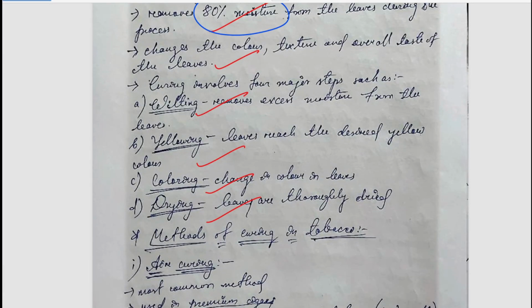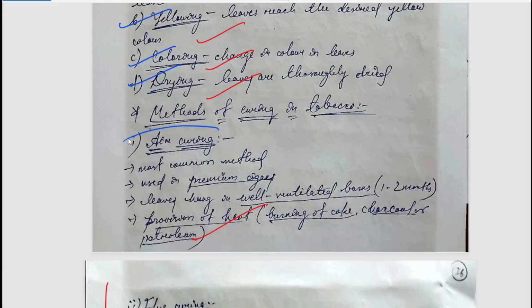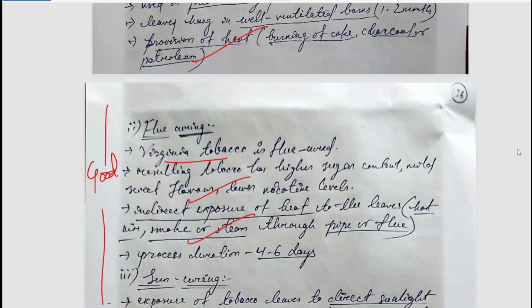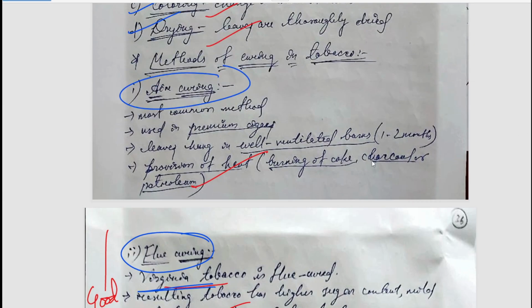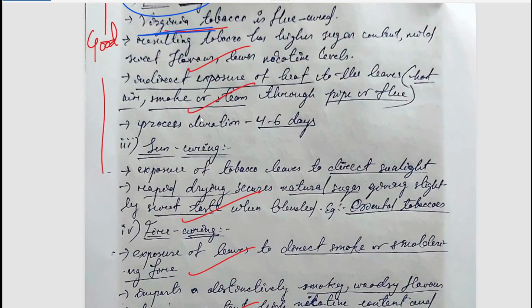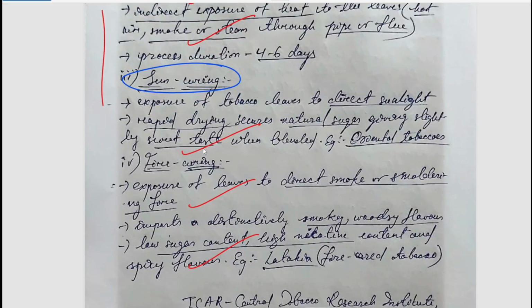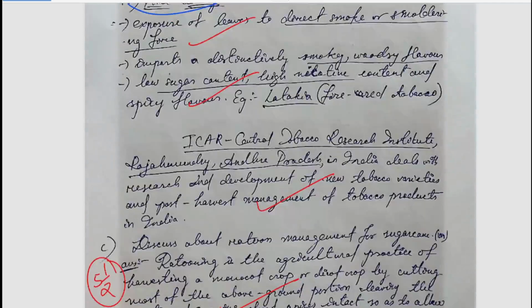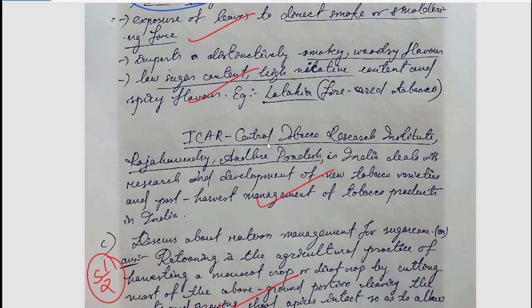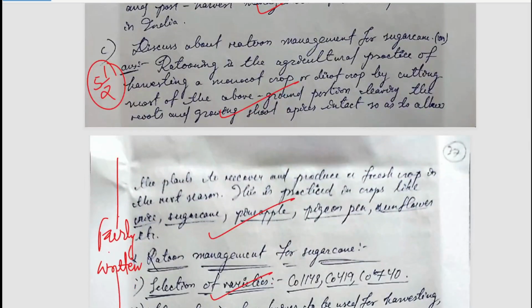Here the major steps of curing have been mentioned: yellowing, coloring, drying. Methods have been mentioned. Air curing, when tobacco leaves are kept in open fields so that the air dries off the moisture of the leaves. Flue curing is mentioned here; it is generally done in Virginia tobacco, and air curing is done using coke, charcoal, and petroleum in cigar tobaccos. Then we have sun curing, that is, drying in the sun. Then we have fire curing, drying with the help of the heat of fire. Very well written points about the ICAR Central Tobacco Research Institute in Andhra Pradesh have been mentioned. Now let's move to the next question.